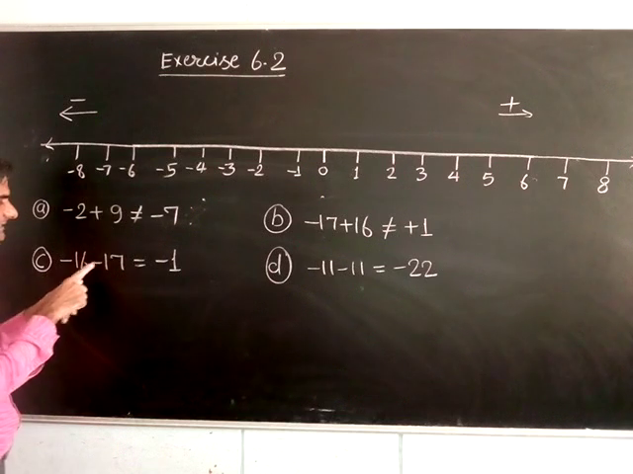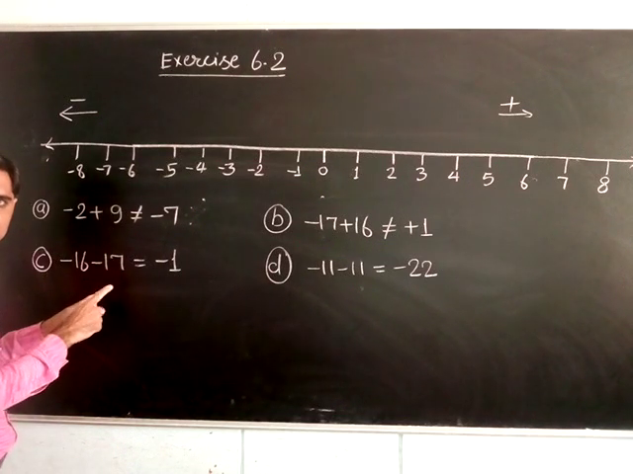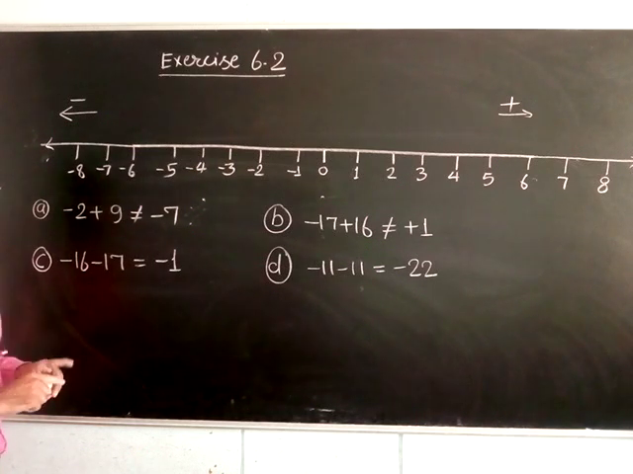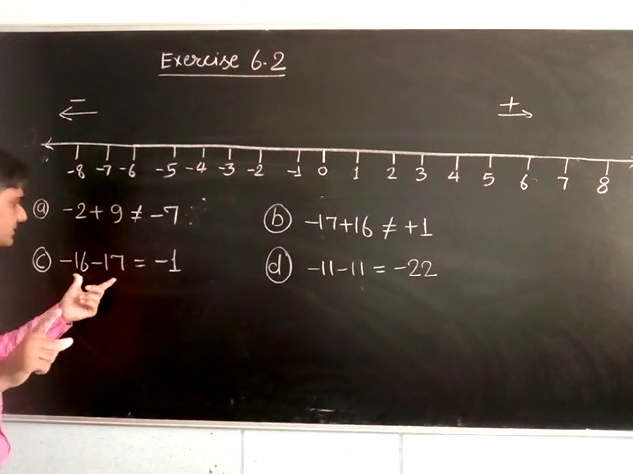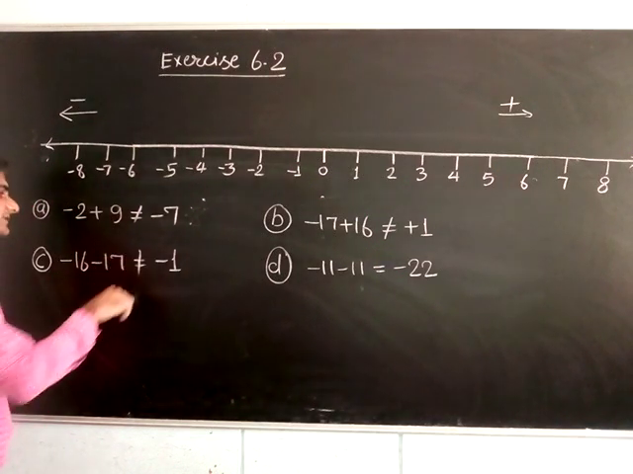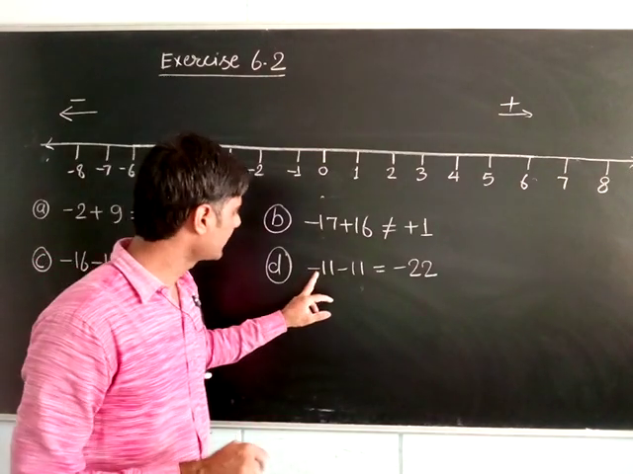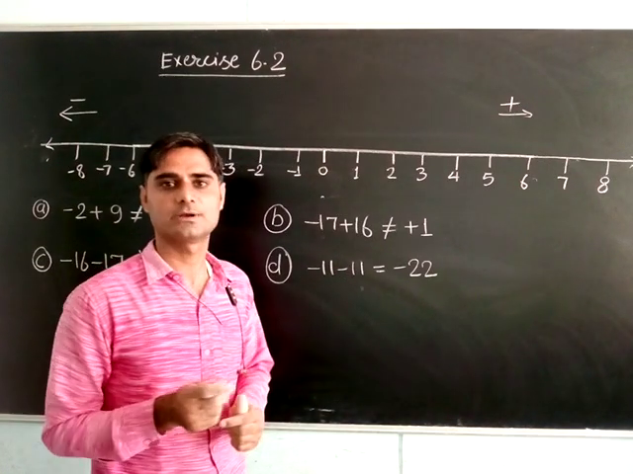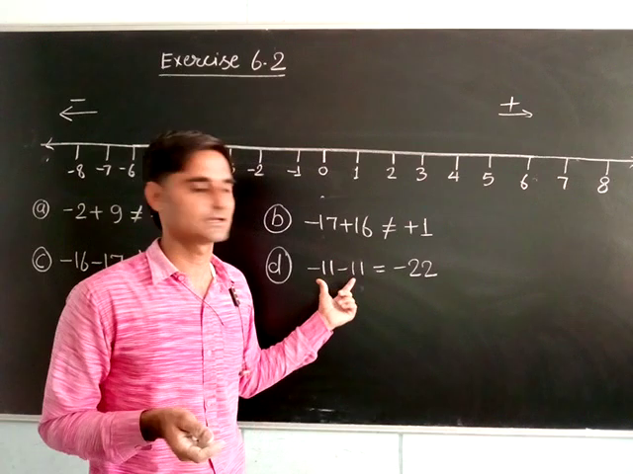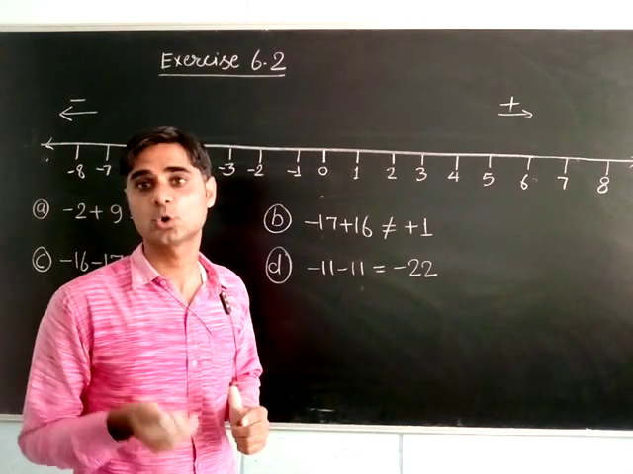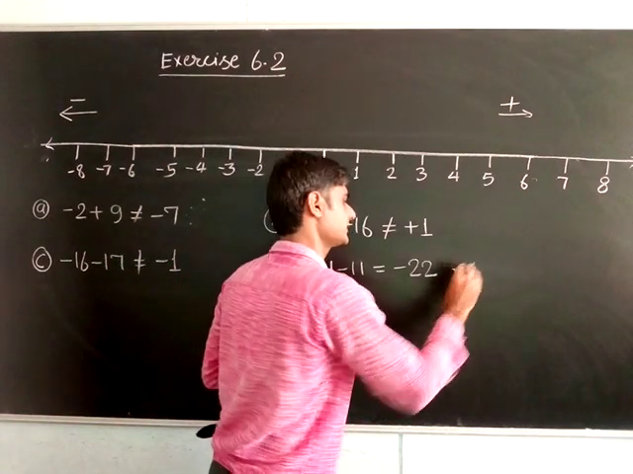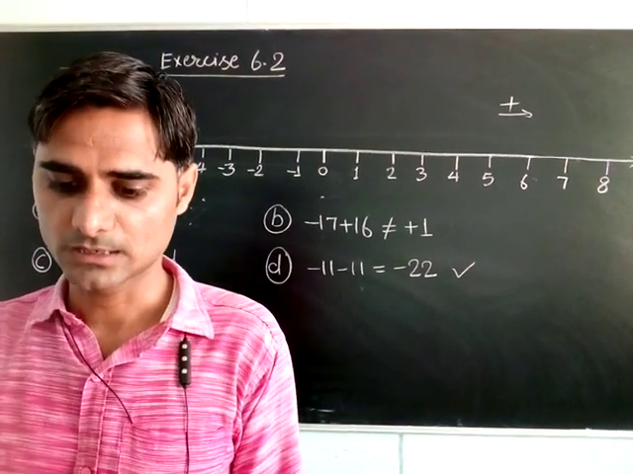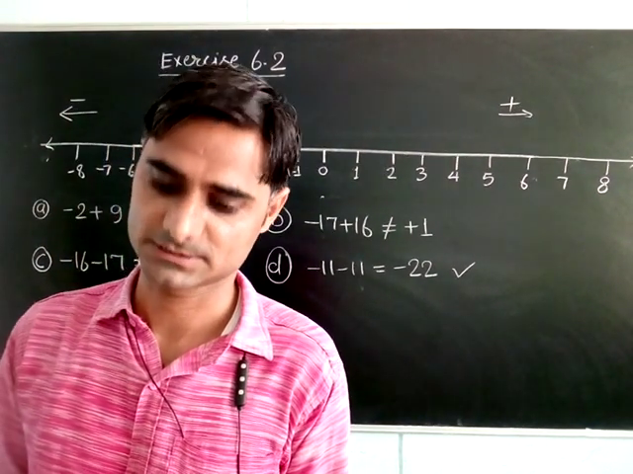In C, minus 16 and minus 17. Both are having same sign. If same sign are there, so we have to add them. We will add 16 plus 17 is equal to 33, right? But what is given here? Minus 1. This is also not equal. Last option, minus 11 and minus 11 having same sign, so we will add them. How to add? 11 and 11 is equal to 22 and sign same as them. Here we have minus, here we have minus. So this is correct. So this option is correct. Got it? This is the way to find how to add and how to subtract the things.